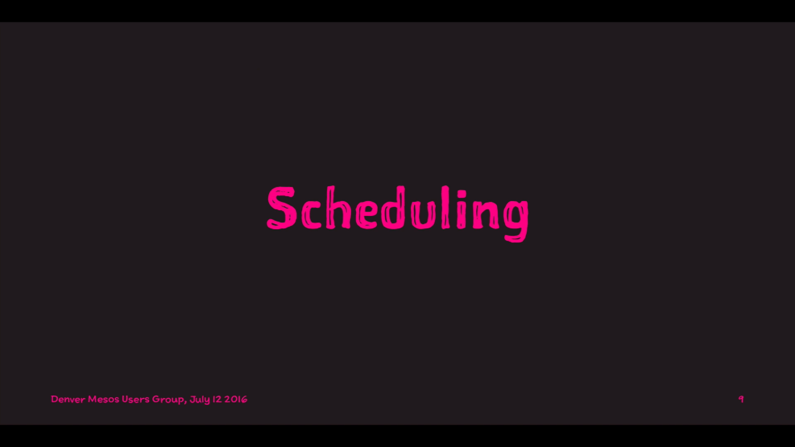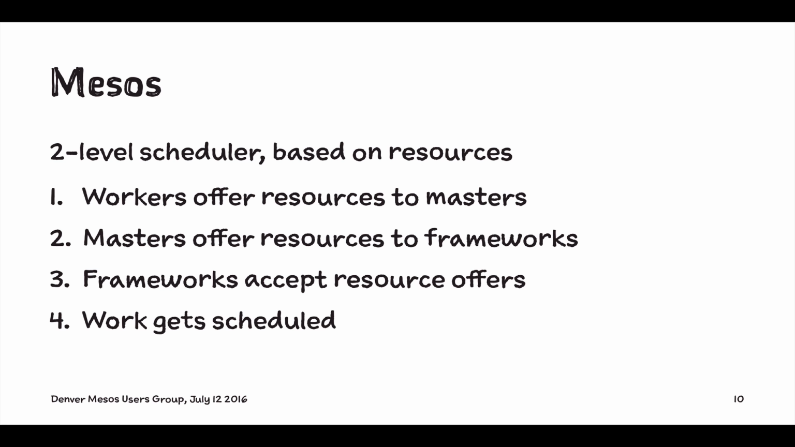Next, let's talk about scheduling. So, in Mesos, you may be familiar, it's a two-level scheduler, and it's based on a pool of resources on top of a bunch of nodes, right? So our first step is workers, this pool of nodes, offer their resources to the masters. So that means we've basically got 10 nodes with 1 CPU and 2 gigabytes of RAM each, means that the masters figure, oh, okay, I have a total of whatever that would be, 10 CPUs and 200 gigabytes of RAM.